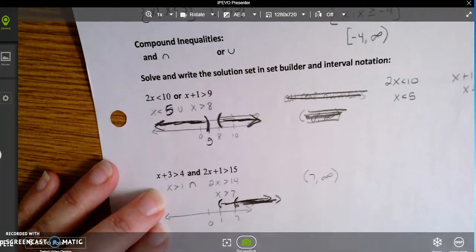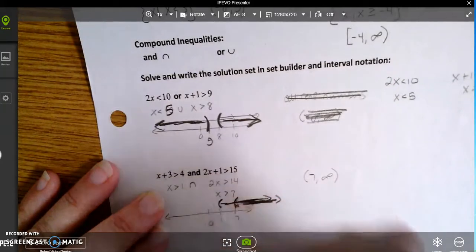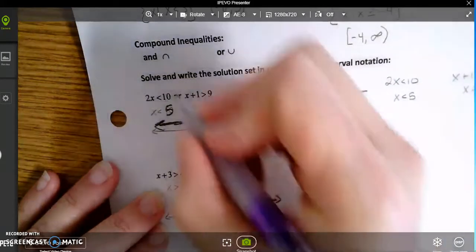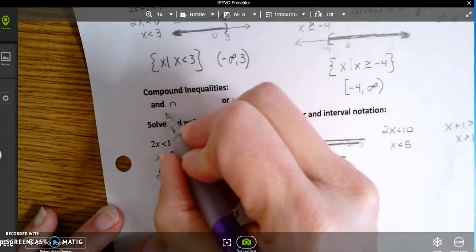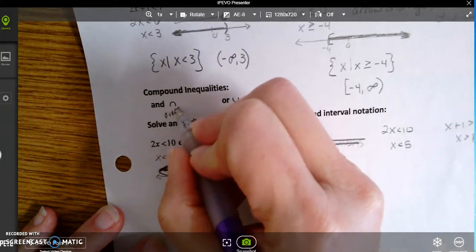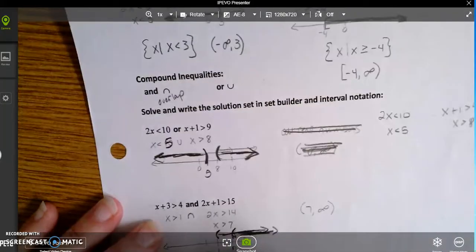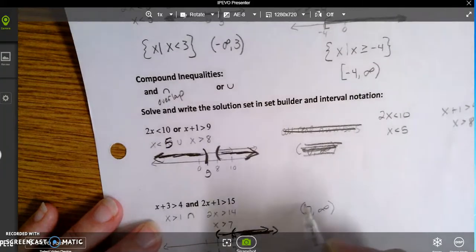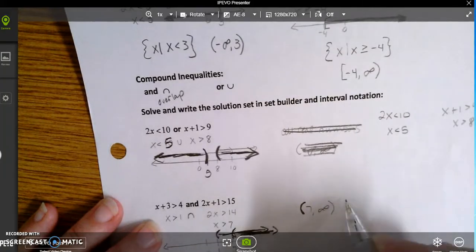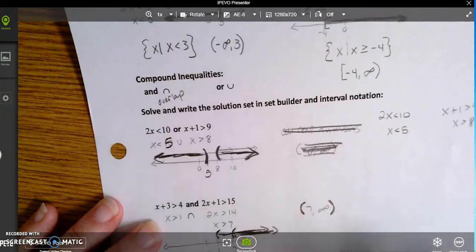And so because we're looking for and, we're looking for an overlap. So and is always going to be an overlap. So where they overlap is from 7 on, and so our final answer would be from 7 to infinity.